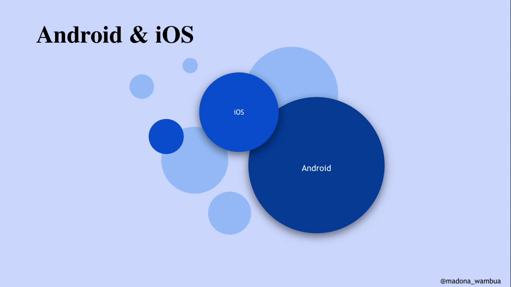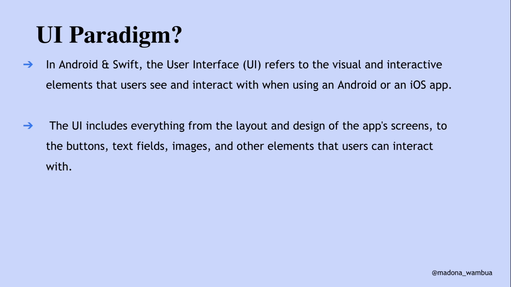We'll be walking over just how Android is used worldwide, and you can see here Android is used very widely in the world as compared to iOS. But then we were here where we're looking at what UI paradigms are. In Android and Swift, the user interface refers just to the visual and interactive elements the users can see and interact with when using an Android or an iOS app. Now, the UI includes everything from, let's say, the layout and design of the app screens to the buttons, text fields, images, and other elements that users can interact with.